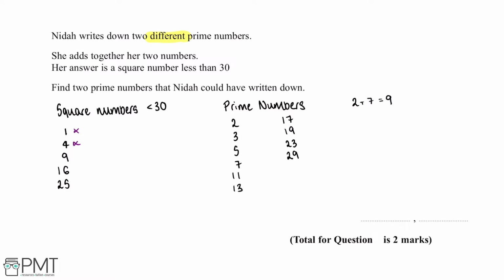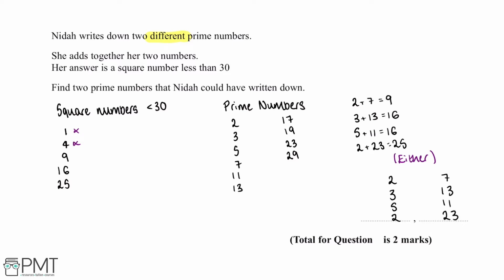And there are no other prime numbers which we can add together to give us 9, so we can move on to 16. So again, if we take a look at our list of prime numbers, 3 add 13 gives us 16, and also 5 add 11 gives us 16. And finally 25, 2 add 23 gives us 25. And these are our 4 possible sets of prime numbers which we could add together to give us a square number. And any sets of these prime numbers would get us the mark for the answer.